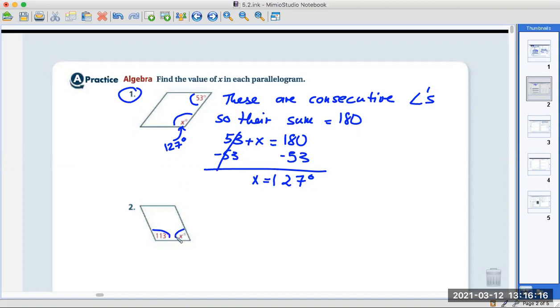Okay, same here. These are consecutive angles. They're next to each other. They share one side. Sum is 180. If you know one, you can find the other by subtracting it from 180. Correct? Very simple. You can find the information on the previous page if you forget, okay?